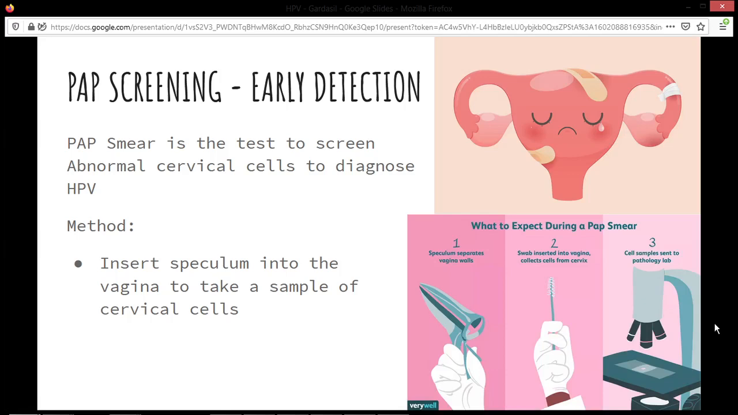How to diagnose HPV? Females can do cervical screening to diagnose HPV or cervical cancer. A Pap smear is a test to screen for any abnormal cells in the cervix. The Pap smear method is to insert a speculum into the vagina to take samples of the cervical cells. WHO recommends women aged 18 to 69 years old who have ever been sexually active to do the test every 2 years.